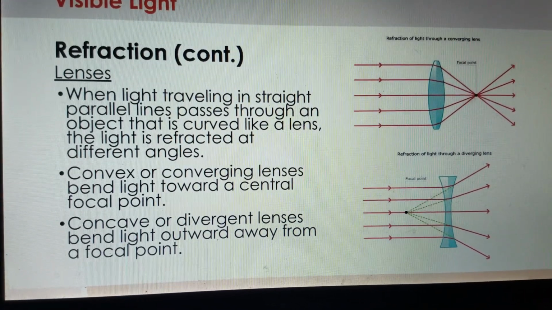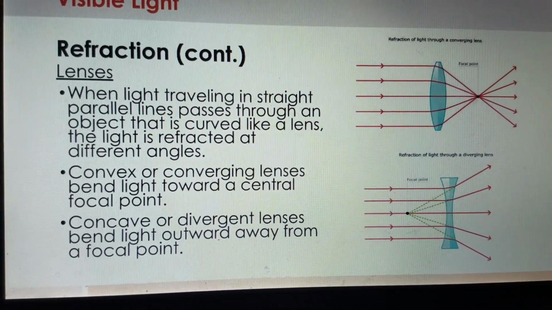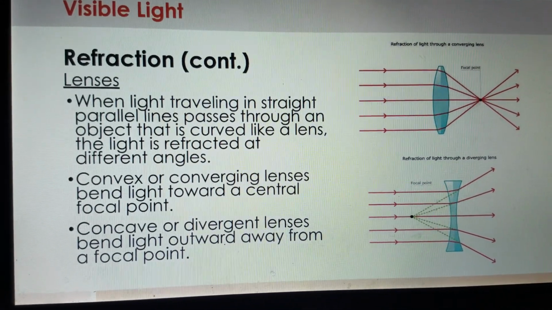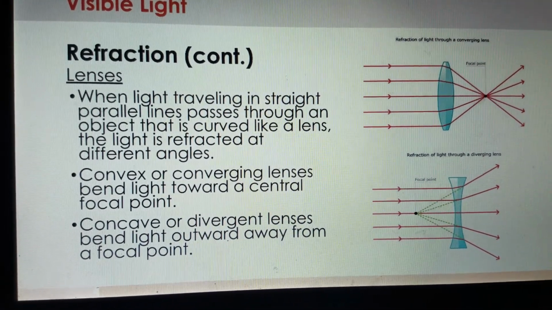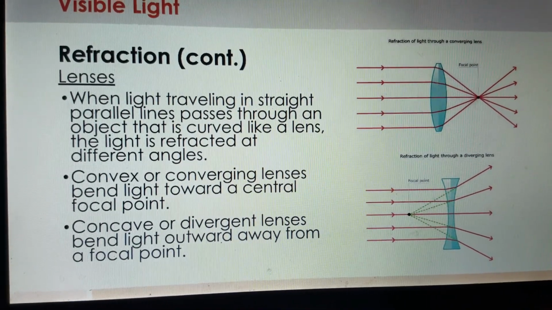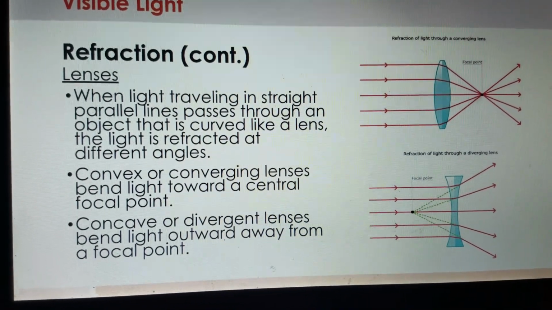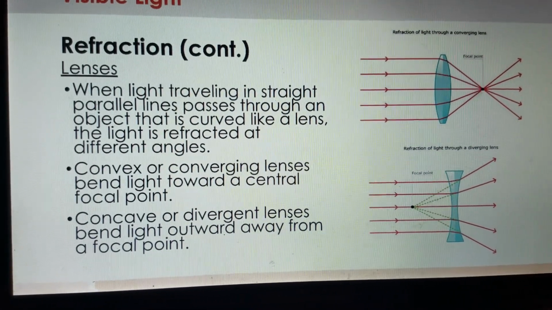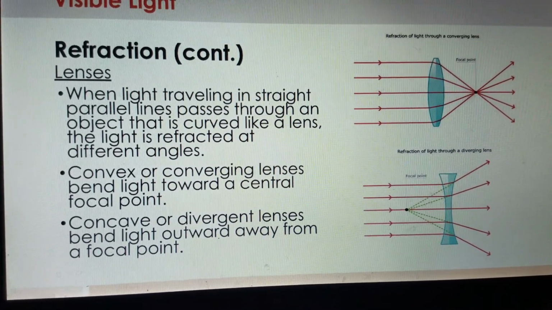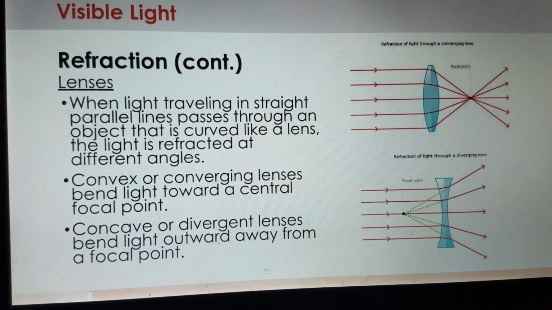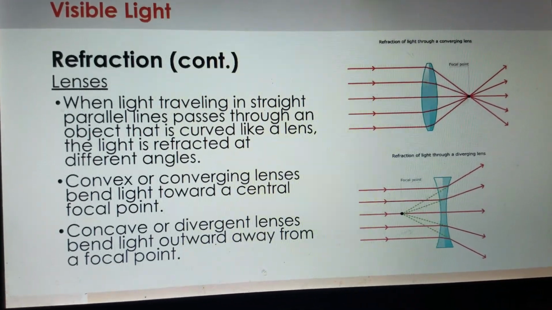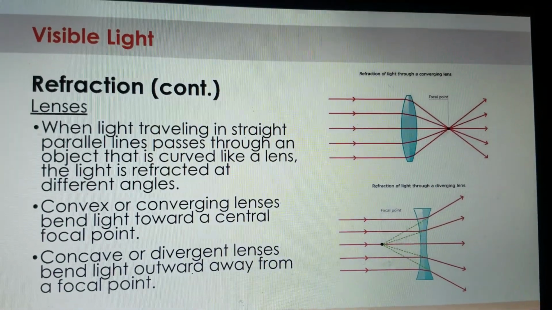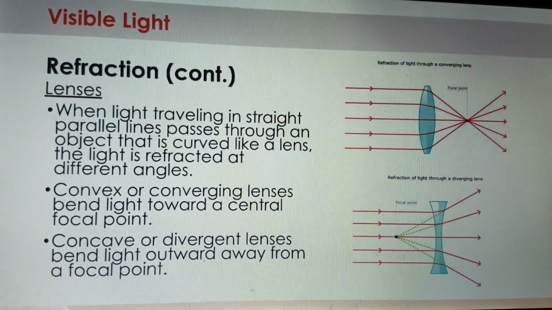So another aspect of refraction that I'm only going to cover very briefly because we're going into it more next week is with lenses. And this is the principle behind magnifying glasses, eyeglasses, microscopes, telescopes, and everything like that. So when light is traveling in straight parallel lines and it passes through an object that is curved, the light is refracted at different angles.